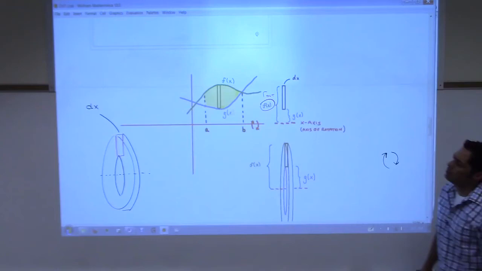This, with the pi in there and the squared, actually gives you the volume of the solid of revolution. See where the title comes from? It's a solid of revolution. Revolution.